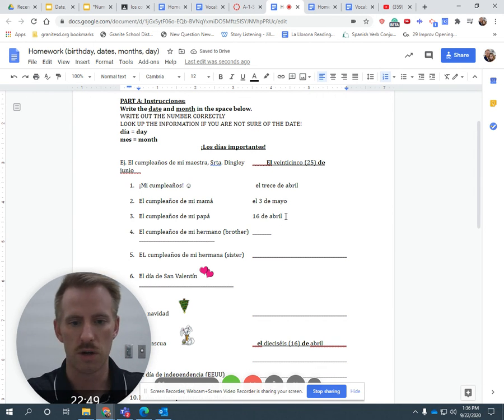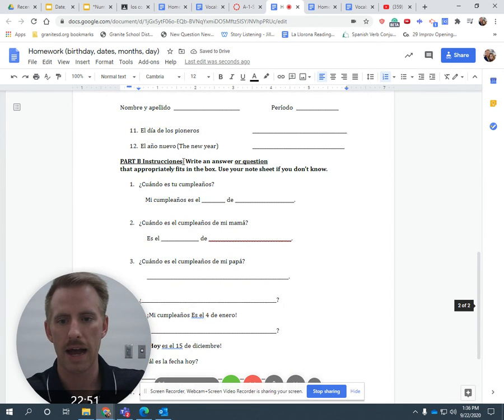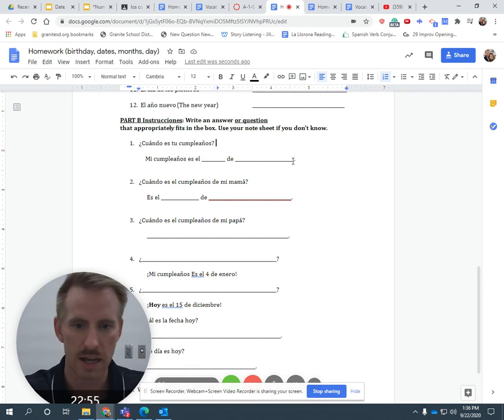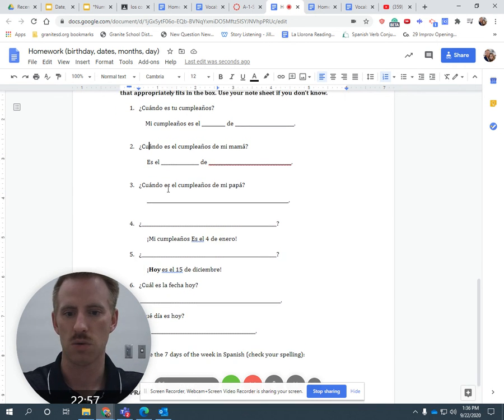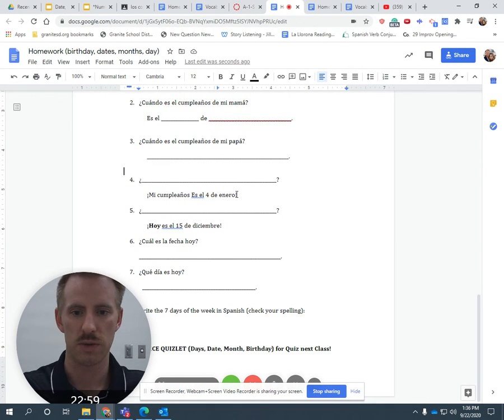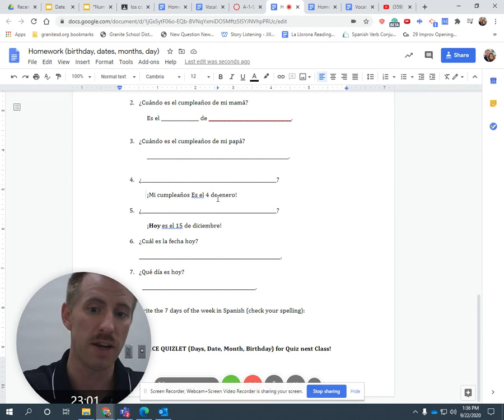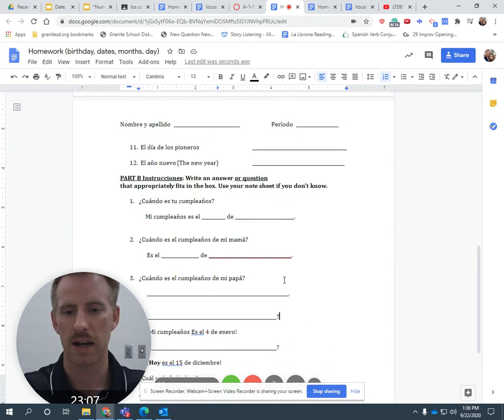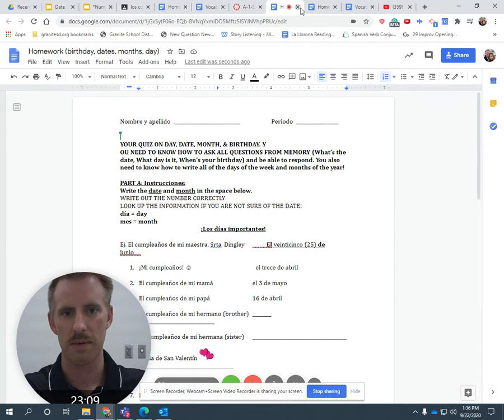See? And then on the back, it has you actually answer the question. So, ¿cuándo es tu cumpleaños? Answer with a complete sentence. And then it says, what question goes with this answer? So if someone says, mi cumpleaños es el 4 de enero, what question did you ask them to get that answer? So it's just front and back. Knock it out really quick and make it an assignment.